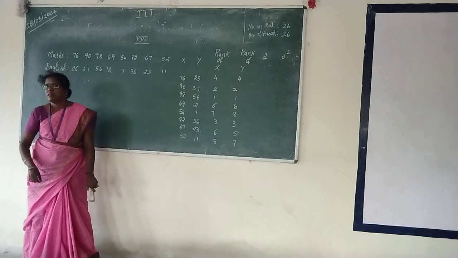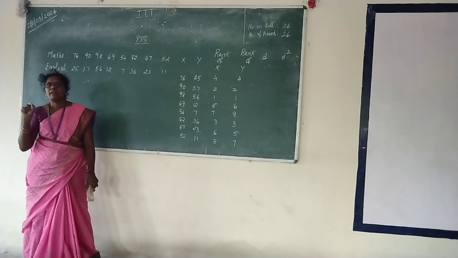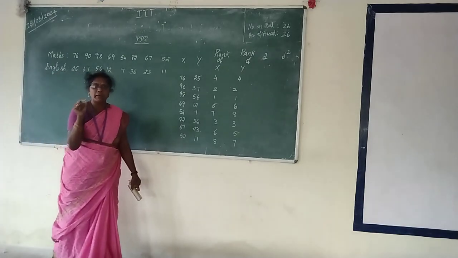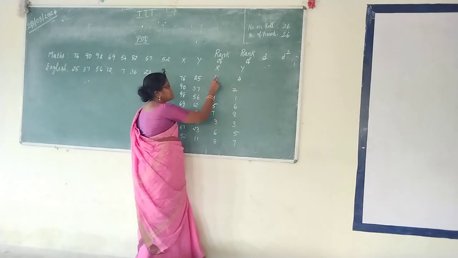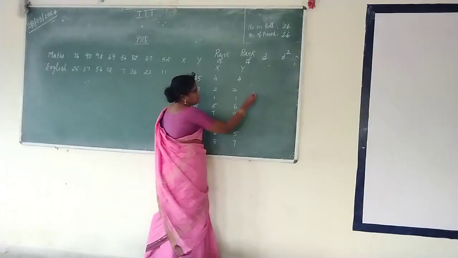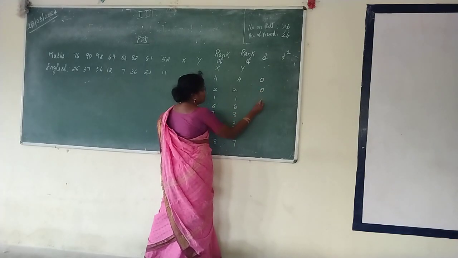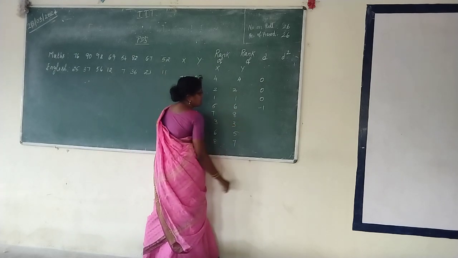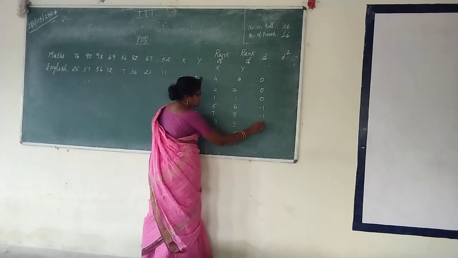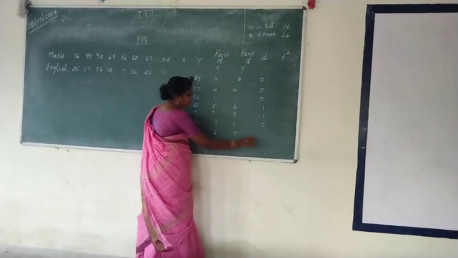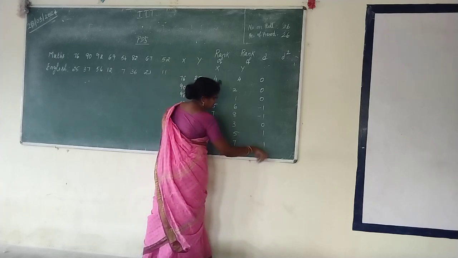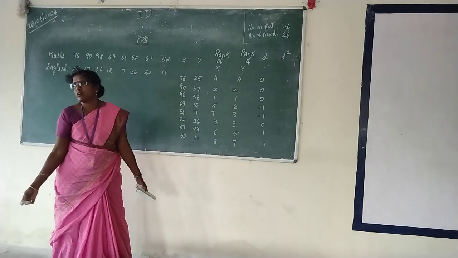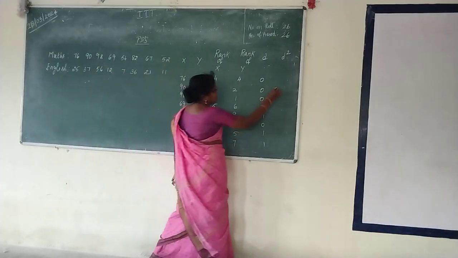Allotting the rank is done. What is d? Difference between the ranks. Subtract rank of x and rank of y. We are getting negative values also. What is the answer? 4 minus 4? 0. 2 minus 2? 0. 1 minus 1? 5 minus 6? 7 minus 8? 3 minus 3? 6 minus 5? 8 minus 7? What is the next column? D square. Square the values. What are the square values?